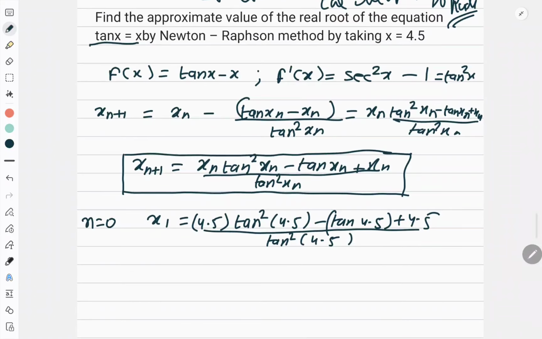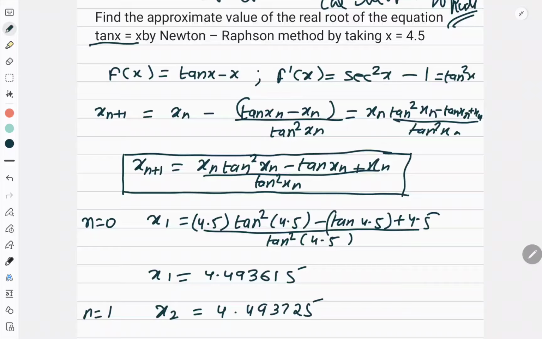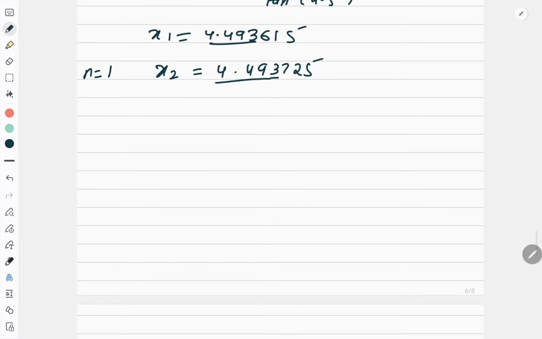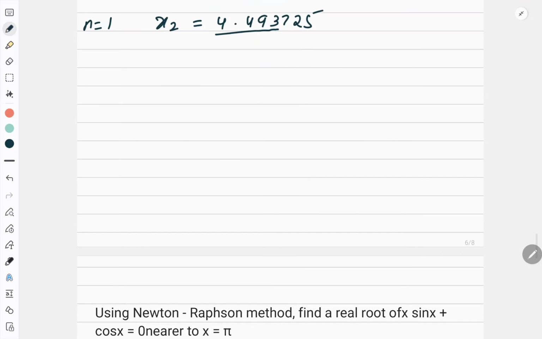Okay, when you solve this, you will get x1 is equal to 4.493615. Then put n is equal to 1 and your x2 will be 4.493725. Okay, so again I got 3 decimal places same and I'll stop. Until or unless they don't mention in the question how many decimal places, you can take 2 or 3 as per your choice. Okay, it's better to take 3 on the safe side. But if you don't have time in exam, do it till 2 and finish it off.